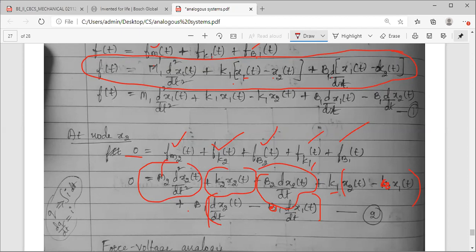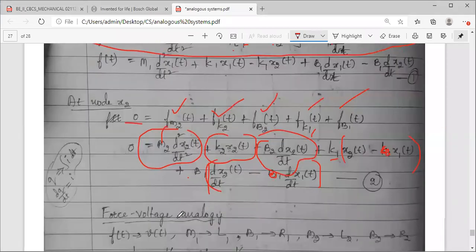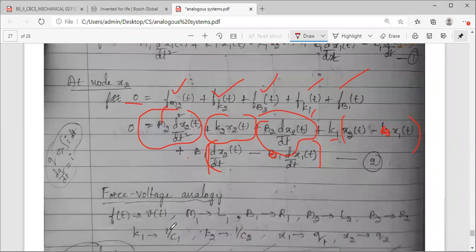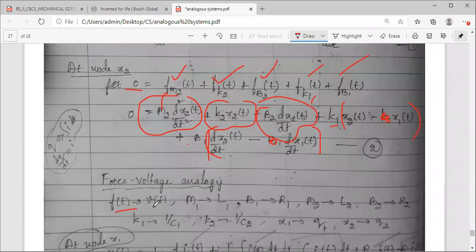Okay, once the equations are ready with you, now go for force voltage and force current analogies. Now coming to force voltage analogy. First step is to list the equivalent analogous quantities. Force is replaced with voltage, M1 with L1, B1 with R1, M2 with L2, B2 with R2. Now all analogous quantities are first listed. This will make your work easier. You don't need to go to the table again and again. At once you can refer to this and write.